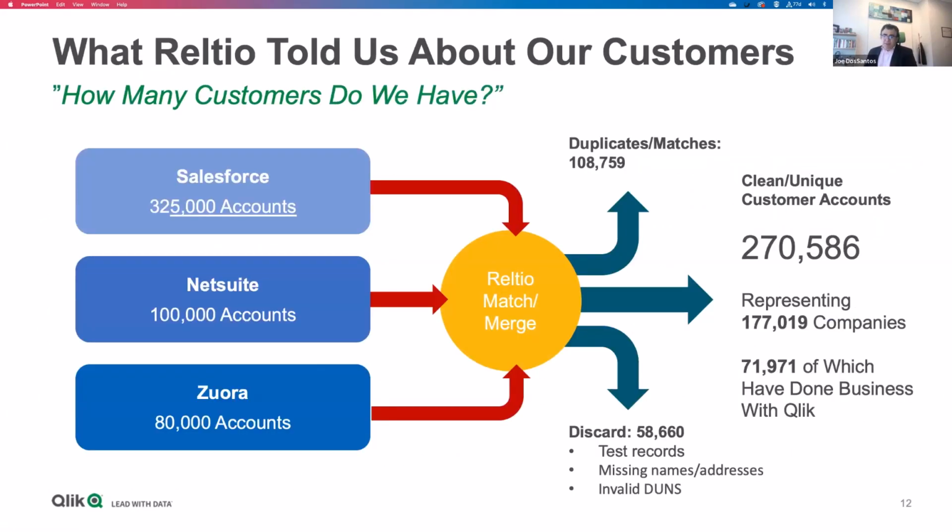So this is what we did in one of our very first show and tells that created, I thought, a gigantic aha moment of what impact we were going to be able to make. We had 325,000 accounts-ish in Salesforce, about 100,000 in NetSuite, and about 80,000 in Zuora, which is a subscription management system. For the most part, we had only the loosest of formats on how they all related to each other.